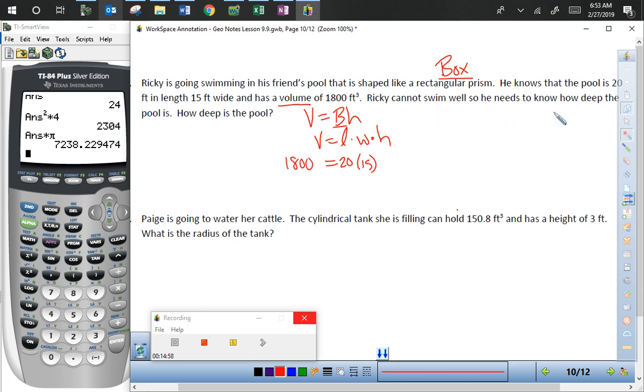Ricky cannot swim well, so he needs to know how deep. Hopefully you remember deep is always meaning solve for h. Okay, so our h stays. Then we're going to go ahead and multiply our 20 times our 15, 300, and then bring down our 1800. One more step, we just have to go ahead and divide by 300 on each side. And h equals 6, label is feet.